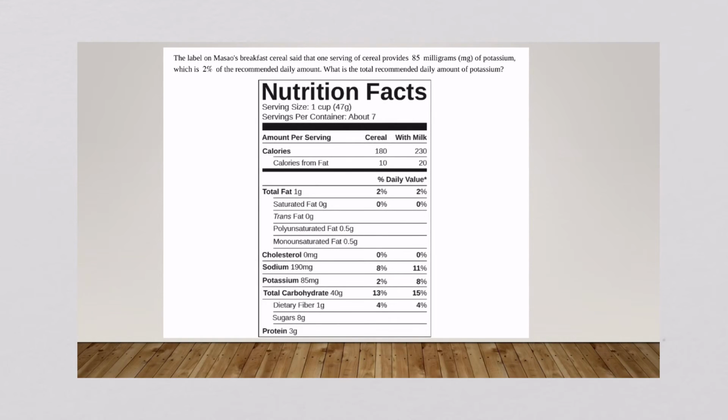Okay, the label on Maceo's breakfast cereal said that one serving of cereal provides 85 milligrams of potassium, which is 2% of the recommended daily amount. What is the total recommended daily amount of potassium? Okay, now I don't know if this is true or not, so don't take this as something that you really should follow for health reasons. This is just for this problem only.